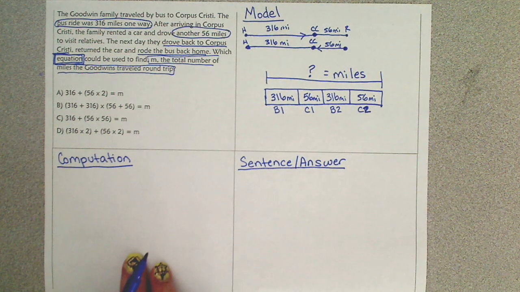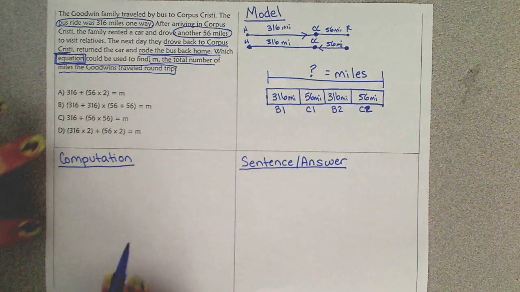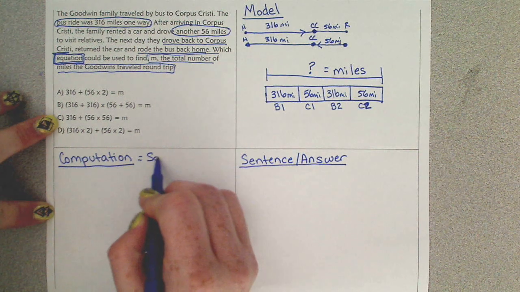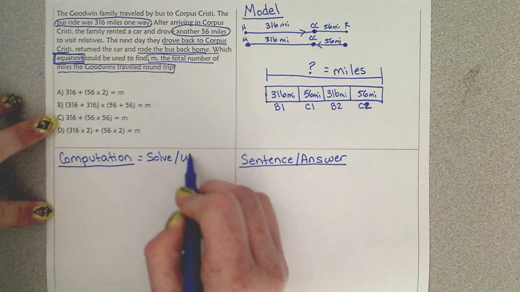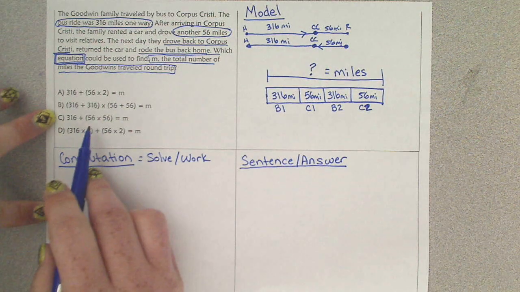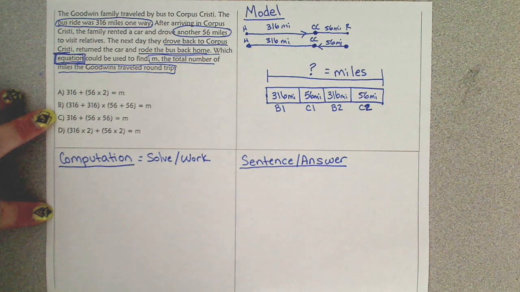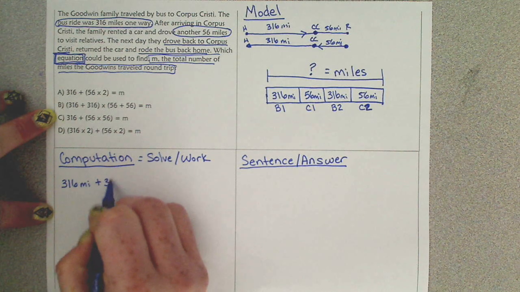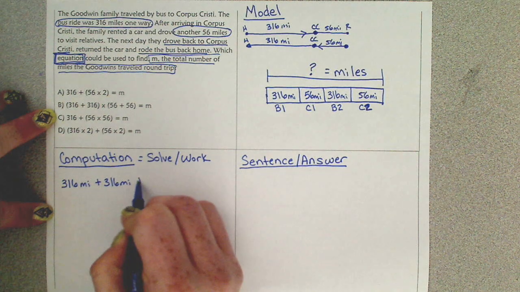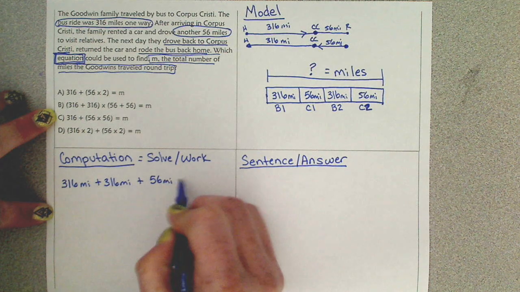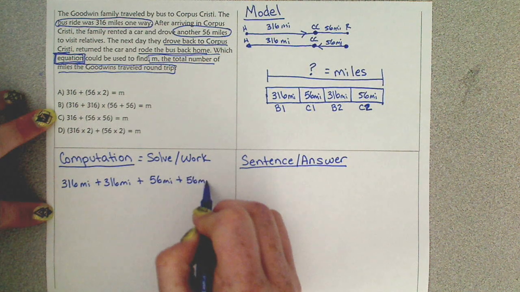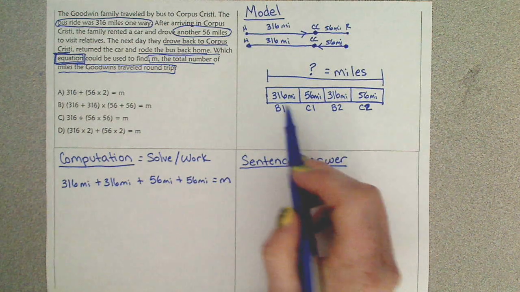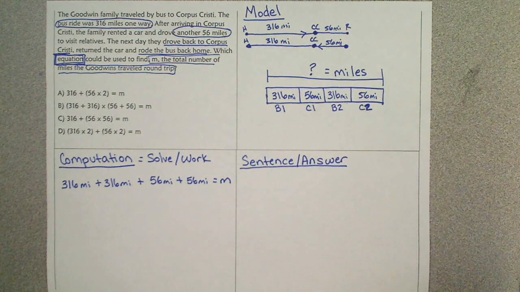Now once we get to the computation, we have to remember that computation is usually solving it. It's showing the work. But in this case, they want the equation. They don't want us to find the actual mileage. So I'm going to look at this a couple different ways. I know that I could add 316 miles plus 316 miles plus 56 miles plus 56 miles. And that would equal M, because I would need to add these four pieces up to get my total.